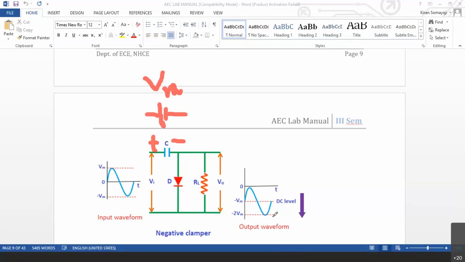If you have understood the positive clamper clearly, the negative clamper is quite easy to understand. The only thing is the direction of the diode is in the reverse way.